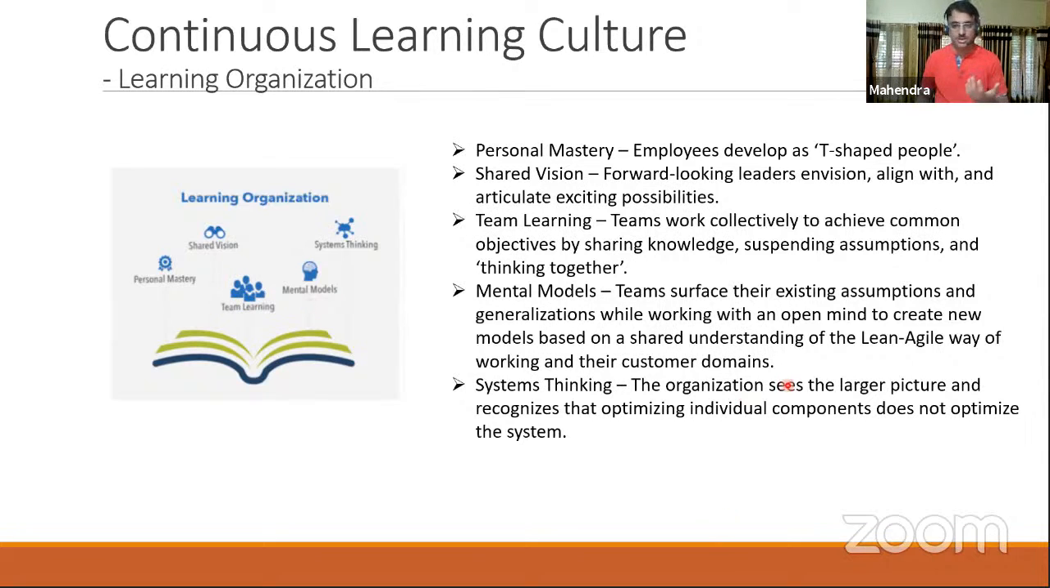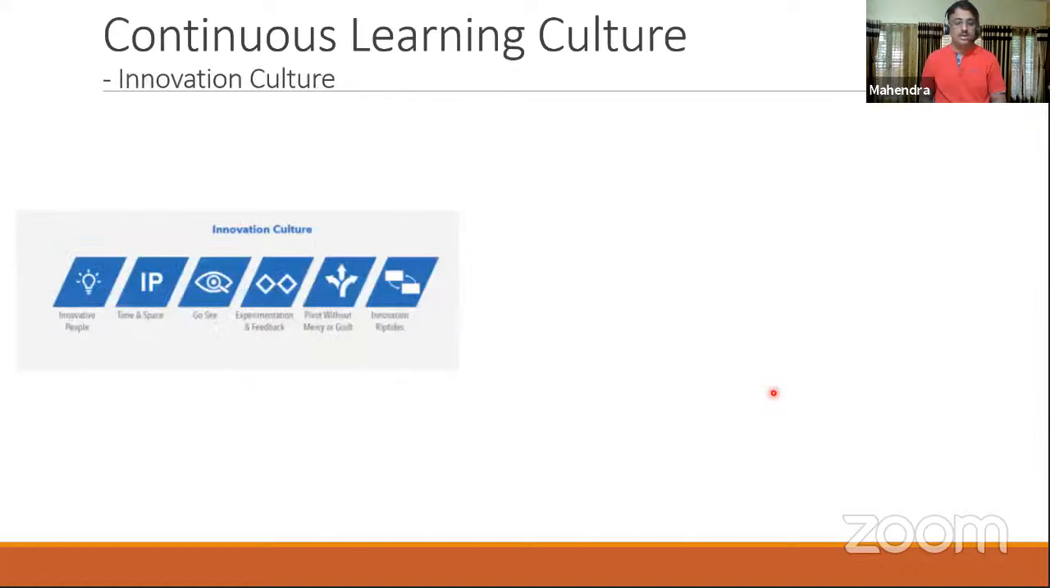And this is what is system thinking. So someone was asking about system thinking. The organization starts looking at the larger picture, and we recognize the fact that optimizing on the individual component does not optimize the whole. So we need to optimize the entire system. I should be able to appreciate the upstream as well as the downstream activities, and be able to contribute there. So that is what system thinking is all about. Having these dimensions in place gets us the ability to have a learning organization.